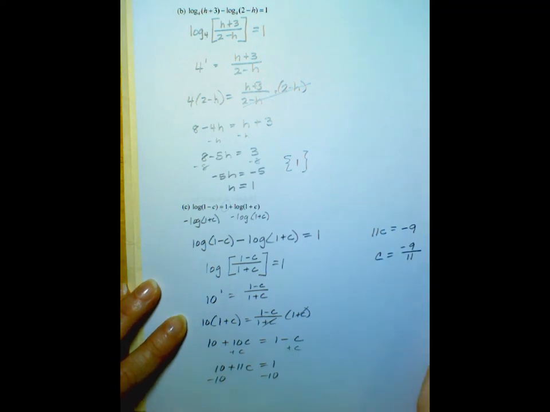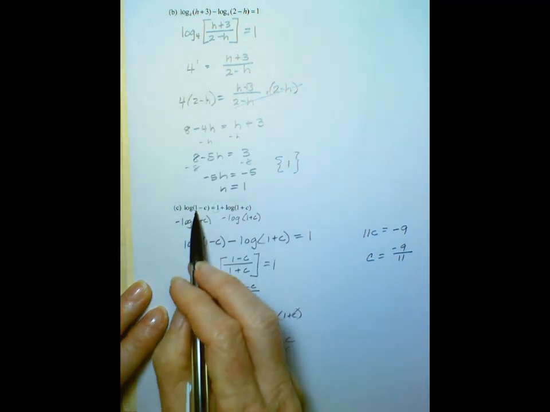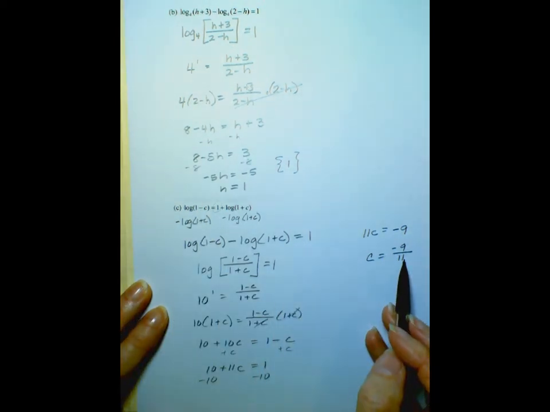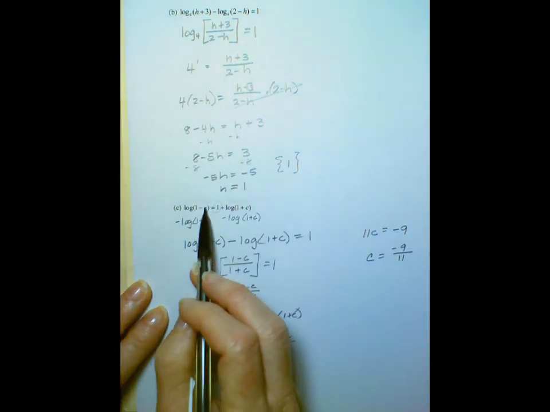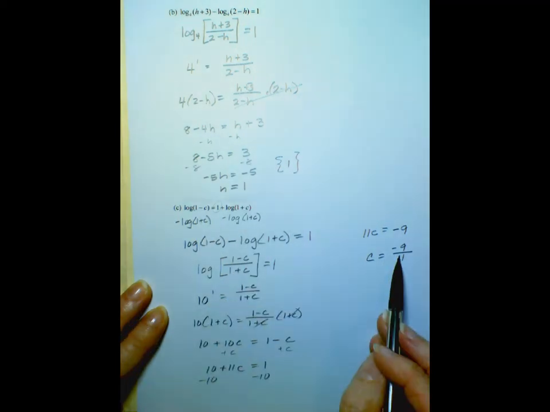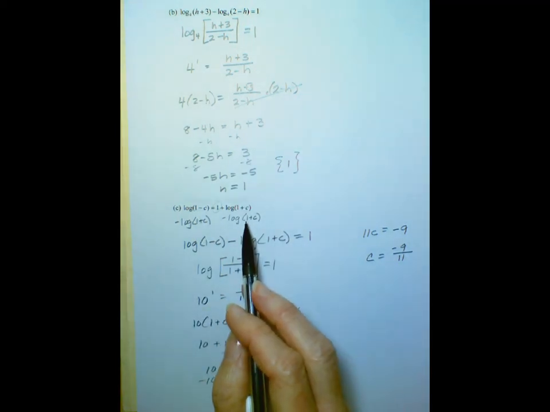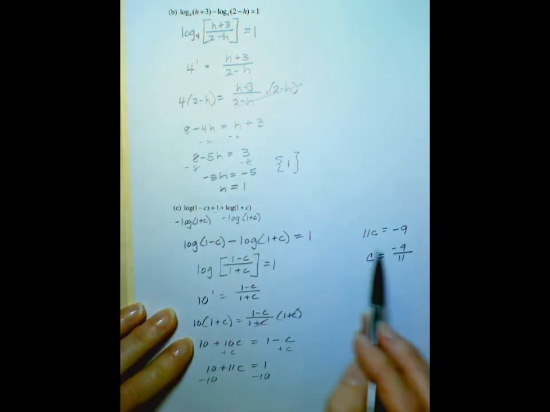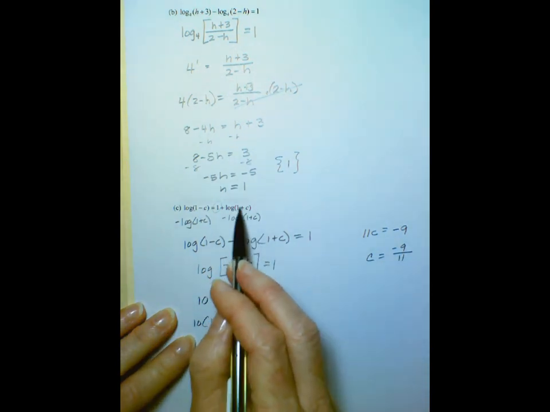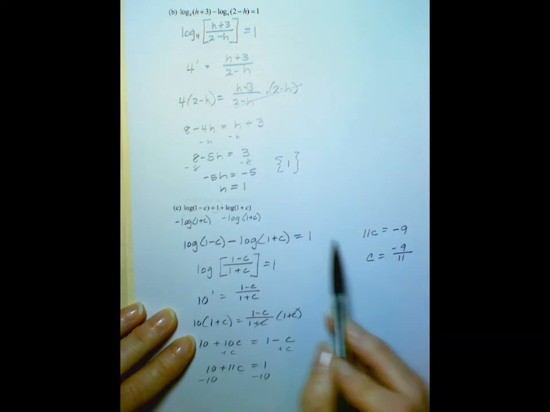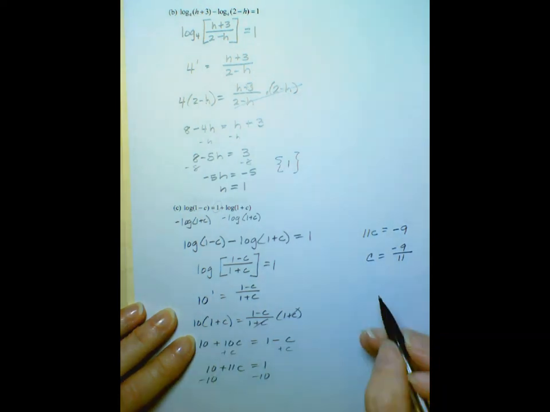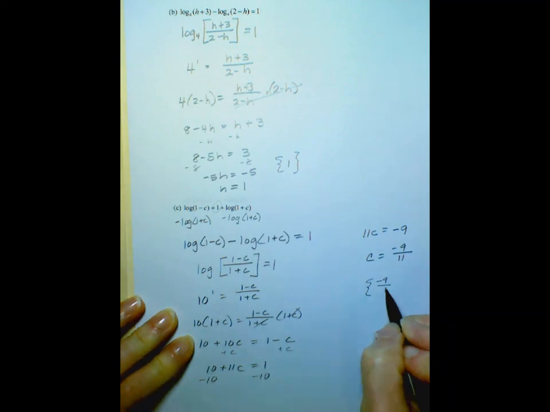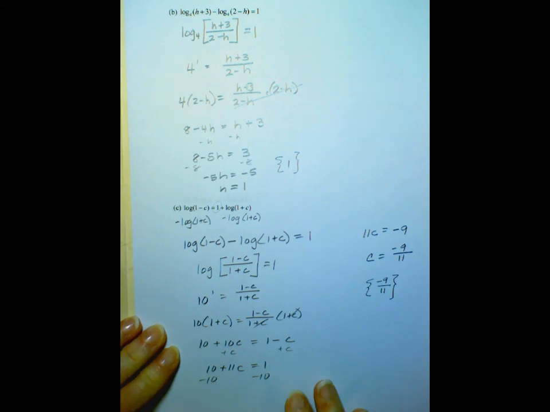Okay, is that in our domain? Well, what's 1 minus negative 9 over 11? That would be 1 plus 9 over 11. This would be a positive number, so we're good there. And then 1 plus negative 9 over 11. Do we still get a positive number? Yes, because 1 is larger than this, so we'd still have a positive number, and that's what it has to be. The argument has to be greater than 0, and 1 plus negative 9 over 11 is still greater than 0, so negative 9 over 11 is our solution. It works in our original logarithmic equation.